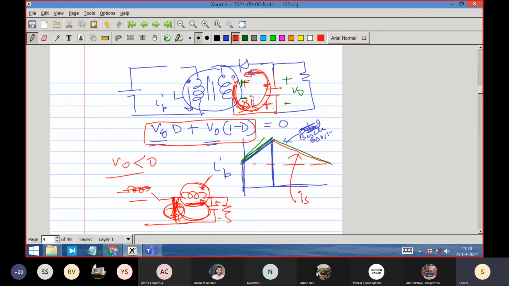Kirchhoff's law is valid. The loop equation is valid. So that's what we are seeing here. Circuit conditions decide when a diode conducts, and circuit conditions decide when a diode turns off.